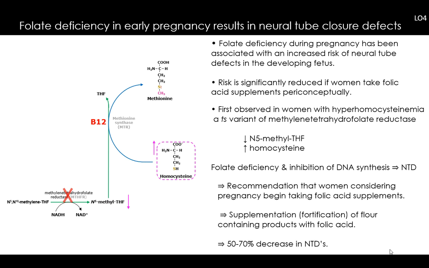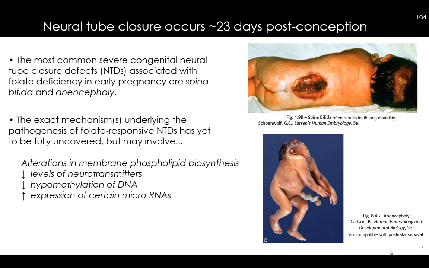These observations resulted in the recommendation that women considering pregnancy begin taking folic acid supplements prior to becoming pregnant. This also led to the supplementation or fortification of flour-containing products with folic acid, as many women are often unaware they are pregnant before missing their first period following conception. Mothers consuming supplemental folic acid before and during pregnancy can prevent 50 to 70% of all neural tube closure defects. Neural tube closure occurs around 23 days post-conception.